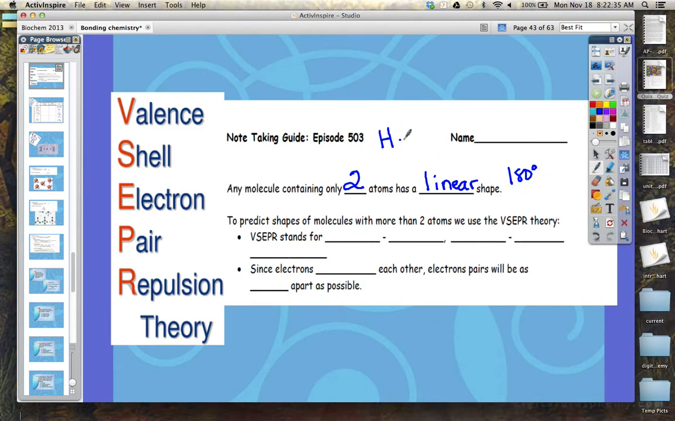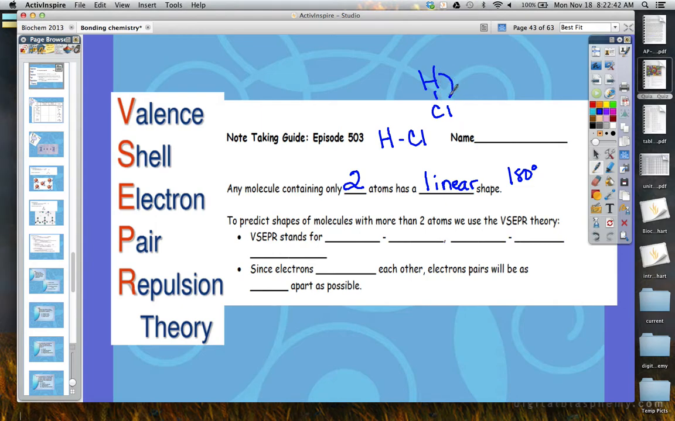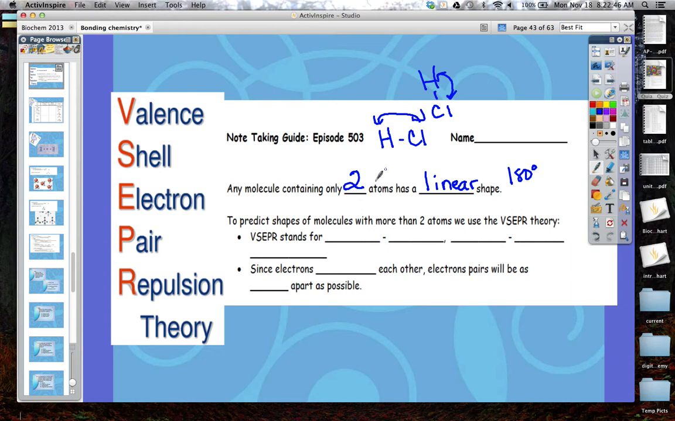So if you look at it like hydrogen and chlorine, no matter how we bond those, to get the electrons as far apart as possible, they're going to be a straight line. So that's what a linear shape is.